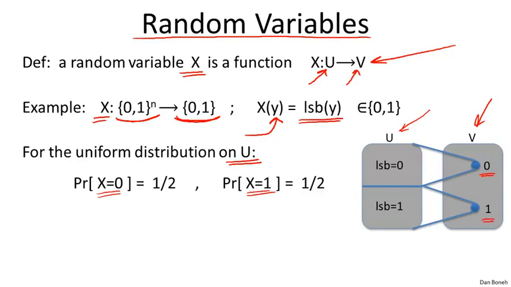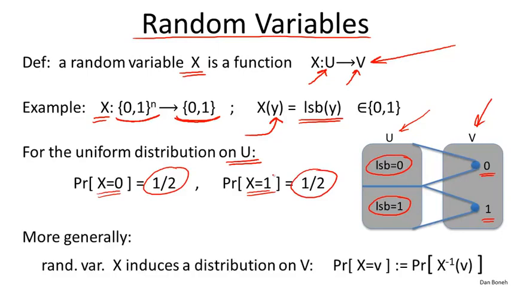Well, when does the variable output 0? The variable outputs 0 when the sample in the universe happens to have its least significant bit set to 0. And the variable outputs 1 when the sample in the universe happens to have its least significant bit set to 1. Well, if we choose strings uniformly at random, the probability that we choose a string that has its least significant bit set to 0 is exactly 1/2, which is why the random variable outputs 0 with probability exactly 1/2. Similarly, if we choose a random n-bit string, the probability that the least significant bit is equal to 1 is also 1/2, and so we say that the random variable outputs 1 also with exactly probability 1/2.